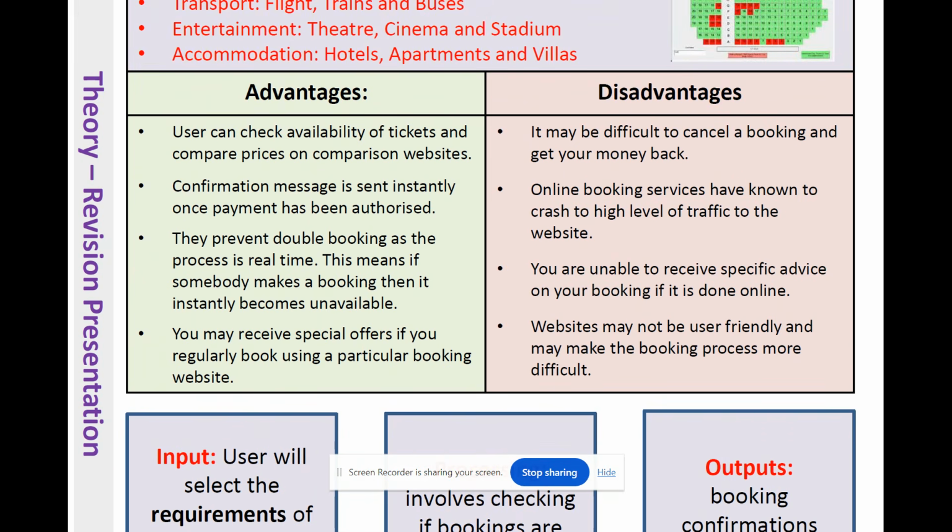So let's look at the advantages and disadvantages. The user can check the availability of tickets and compare prices on comparison websites. Confirmation message is sent instantly once payment has been authorized. To prevent double booking, the whole process is done in real time, and this will prevent double booking. This means if someone's made a booking, then it instantly becomes unavailable. And you may receive special offers if you regularly book using a particular booking website. Now, the disadvantage is it may be difficult to cancel a booking and get your money back.